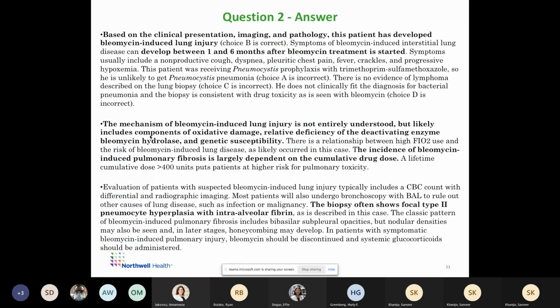Bleomycin is another drug that's going to be commonly tested. It's one that we see a lot, particularly in young patients with Hodgkin's lymphoma. You'll see it even in your clinical practice, where they're sent for PFTs as their oncologists decide whether or not to use bleomycin as part of their treatment. So again, as they answer this question, this is bleomycin-induced lung injury, and this can develop anytime between 1 and 6 months after bleomycin is started.